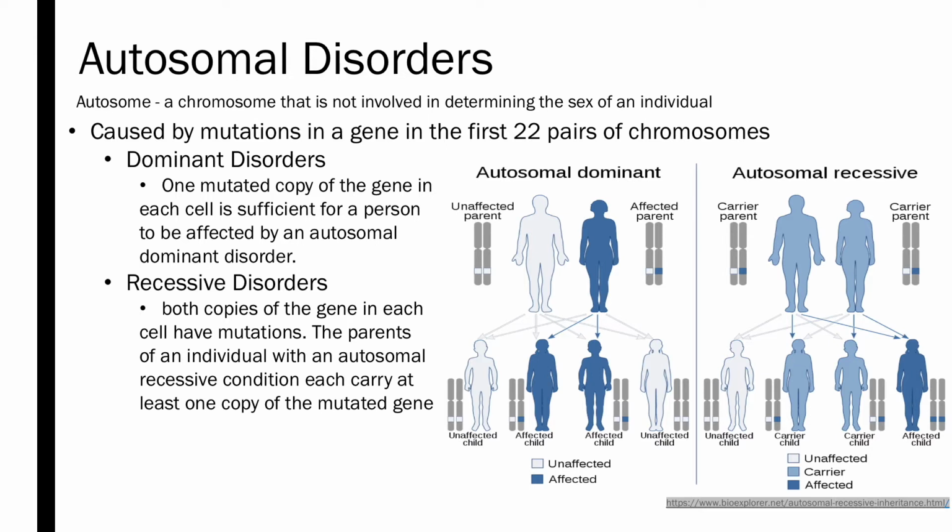In recessive disorders, both copies of the gene in each cell have mutations. The parents of an individual with an autosomal recessive condition each carry at least one copy of the mutated gene. Although each parent carries at least one copy, they typically do not show signs or symptoms of the condition. They could simply be a carrier, or someone who is capable of passing on the genetic mutation associated with the disorder without themselves being affected. Autosomal recessive disorders are typically not seen in every generation of an affected family.